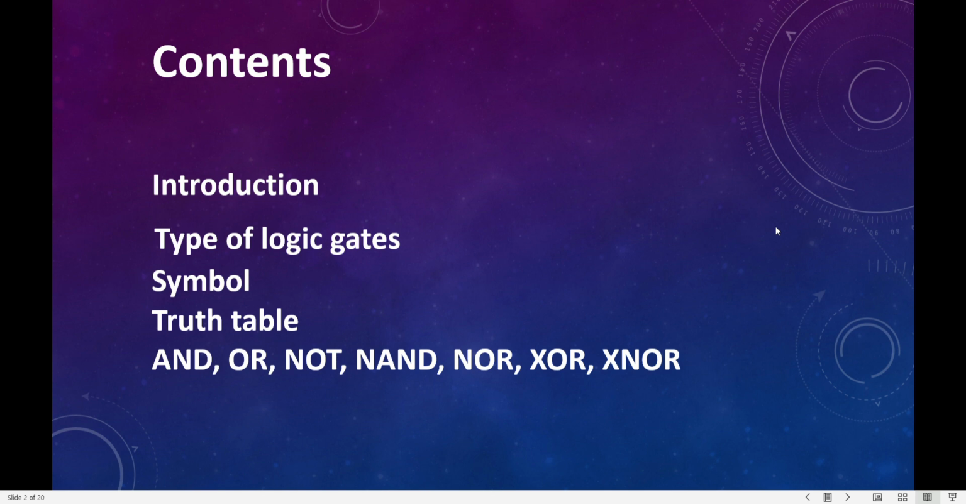There is an introduction of the logic gates and the types of the logic gates, and then the symbols of the logic gates, and then the truth tables of the logic gates, and at last the names of the logic gates, like AND gate, OR gate, NOT gate, NAND gate, XOR gate or exclusive OR gate, or NOR gate, or exclusive NOR gate, or XNOR gate. It's also called the exclusive NOR gate, and the XOR gate is also called the exclusive OR gate.